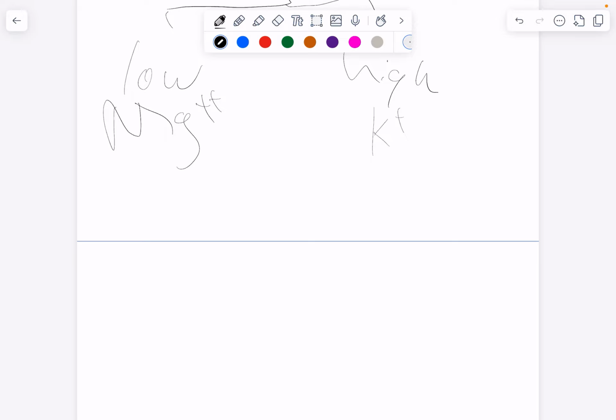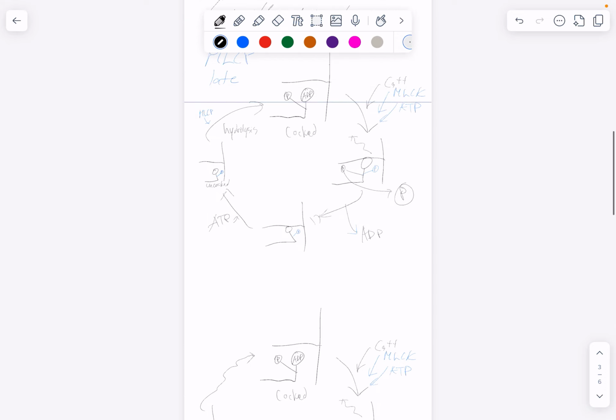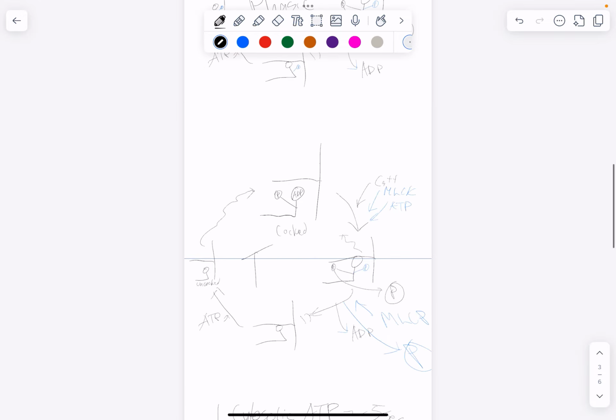Let me think if there's anything else that I need to talk about for the prompt here. Let's see, number 2, the essay. Include relative events. 2 main types of smooth muscle. Oh, I guess I forgot to mention this earlier. So this is phasic. That's when the MLCP comes in late. This is tonic. So these are the types of smooth muscle.